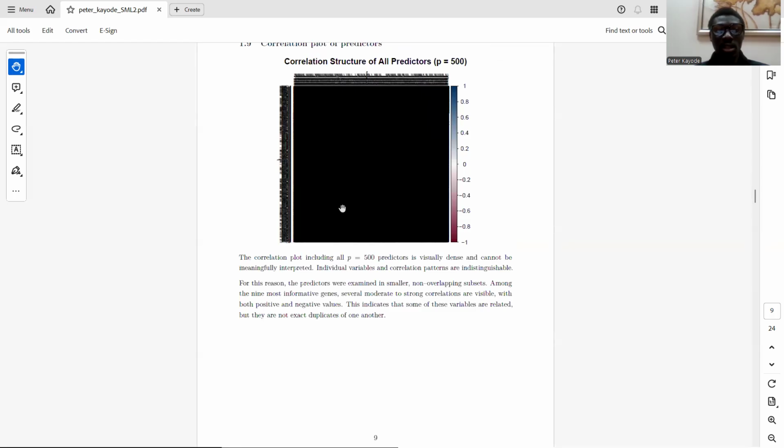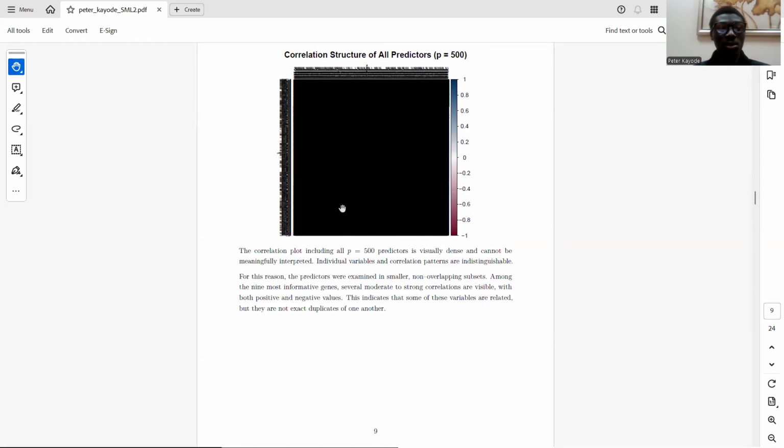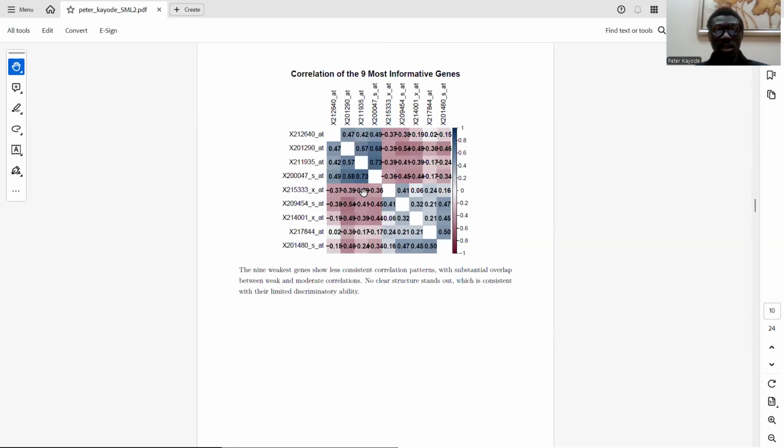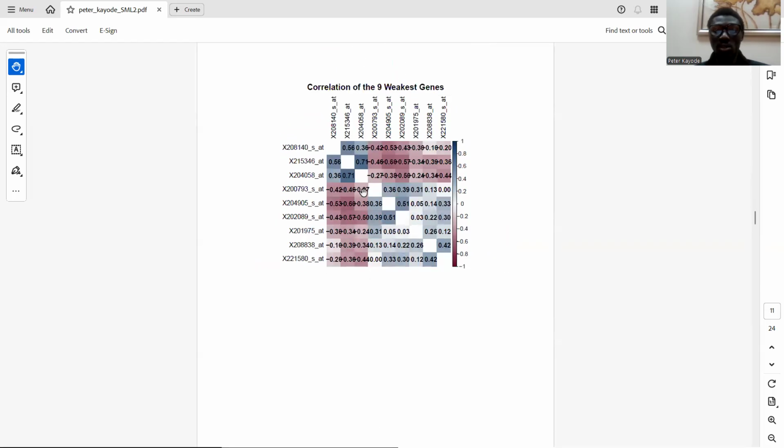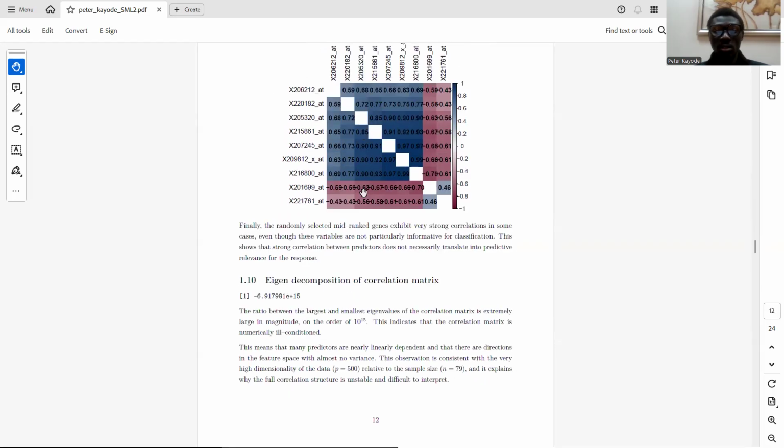Now, moving on, I examined the correlation between all the predictors. Looking at the plots involving all the predictor variables, it practically makes no sense because it's unreadable, because of the dimensionality of the data. Therefore, I considered a smaller subset to see the correlation among the genes we considered earlier: the 9 strongest, the 9 weakest, and just the others.